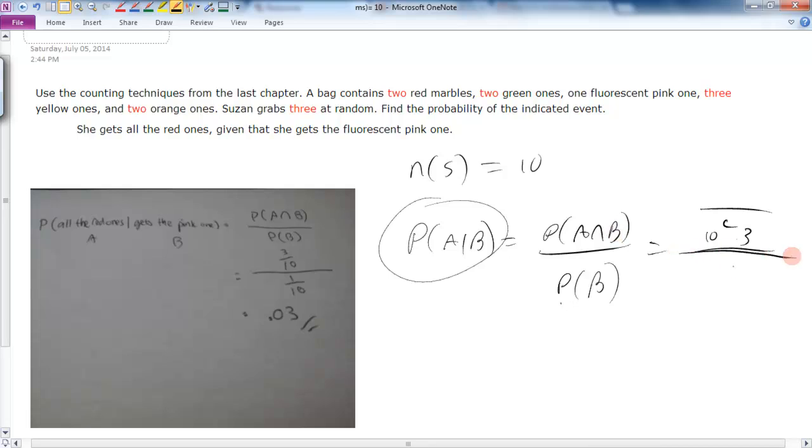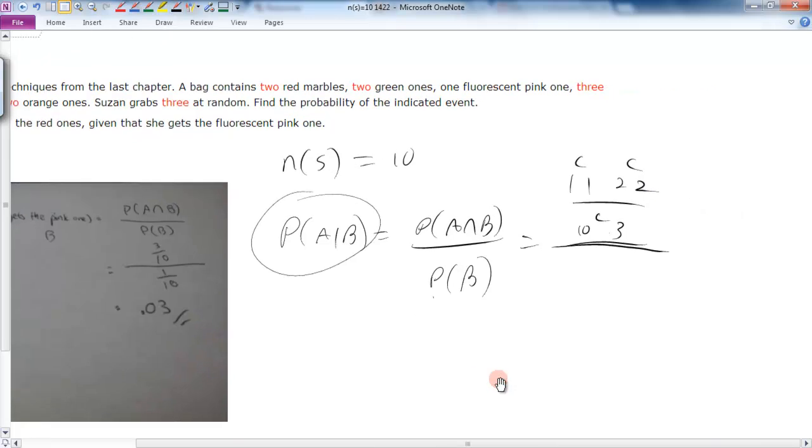So now, the numerator means take care of your condition first. All right, so first thing we'll do is she'll get the pink one. Out of the 1 pink, she's going to get the 1 pink. And then for the red marbles, there's 2 reds. So out of the 2 reds, we're going to choose both of those. So therefore, you can see the numerator here is going to turn out to be 1 over whatever 10 combinations 3 is. I'm going to do that in my little calculator I have off to the side here real fast. That's 120. So my numerator is 1 out of 120.